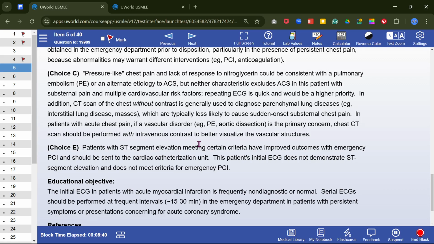Negative finding means ECG ST is not elevated and troponin is negative. Serial ECG and troponin, if positive, then admit for further management. Like a negative finding, like in this patient ECG is normal, and if we do troponin, troponin will be normal too. Got it?